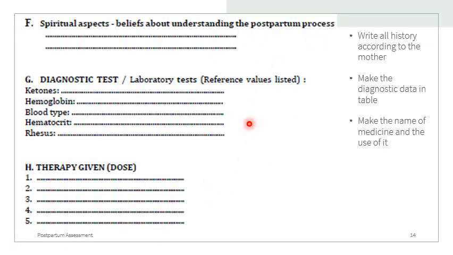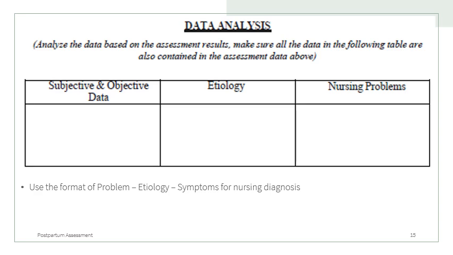Now, after we filled in all these things, we move on to what we call data analysis. In data analysis, you have basically a table of your subjective and objective data. Then you choose the etiology that matches it, and then you choose the nursing problem. And don't forget that we write the whole nursing diagnosis in PES format, which is problem, etiology, symptoms. So we write according to the condition. And you have to understand that whatever you put in data analysis needs to be present in your assessment form. So make sure that every single thing that you write in the assessment is also presented here in the data analysis table.